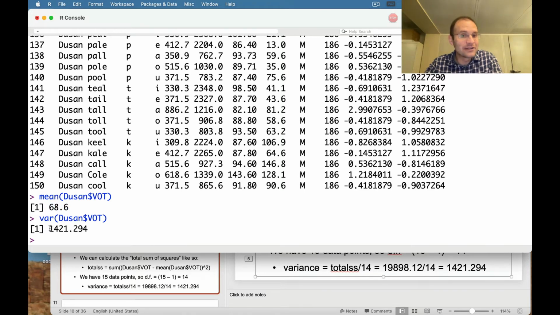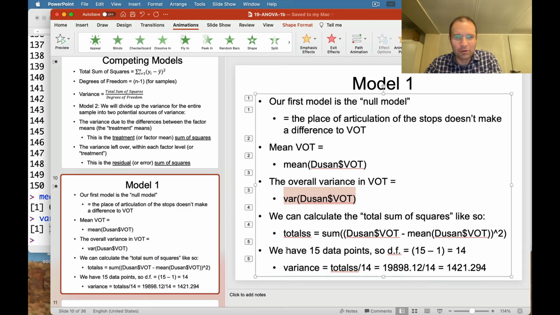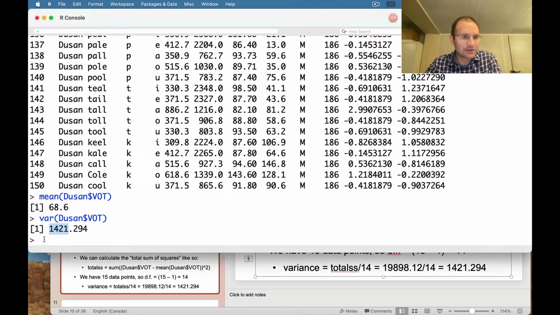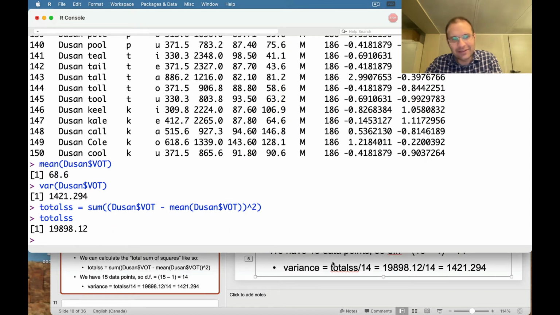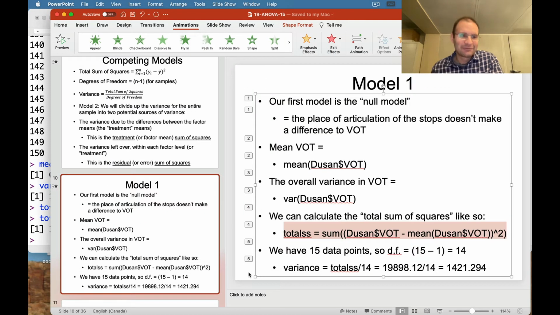If I look at the variance in the VOT, I get this measure, 1421, which doesn't really mean a whole lot to us. But the way we get there, again, is using that equation. I'm just looking at how much the individual observations of VOT differ from the mean value of VOT. I square those deviations, and then I add them all up. And I get a total of 19,898, whatever units, milliseconds squared, I guess.